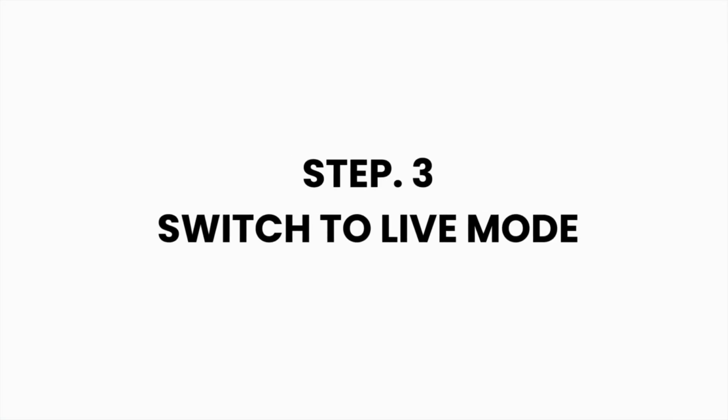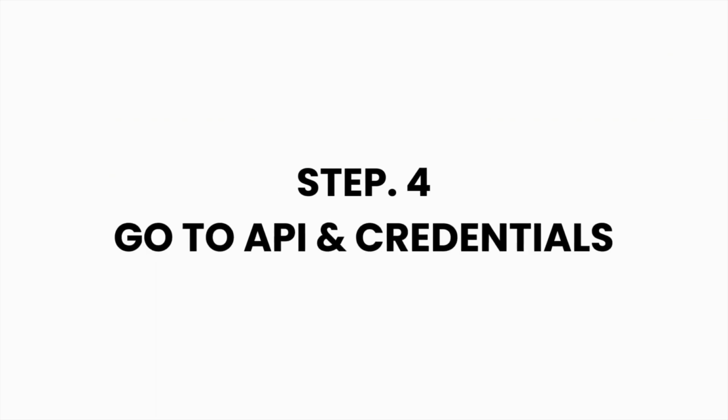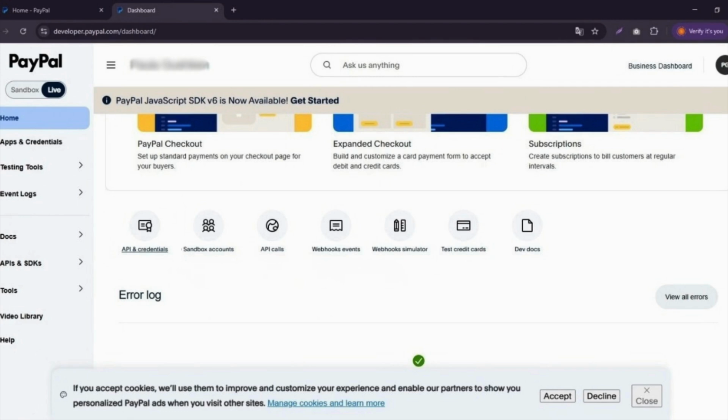Step 3. Switch to Live Mode. Inside Developer Mode, you'll see two options, Sandbox and Live. Make sure you select Live Mode. Step 4. Go to API and Credentials. Once you're in Live Mode, navigate to the section named API and Credentials. This is where PayPal stores your unique identification keys used to connect your PayPal account with platforms like Sellora.